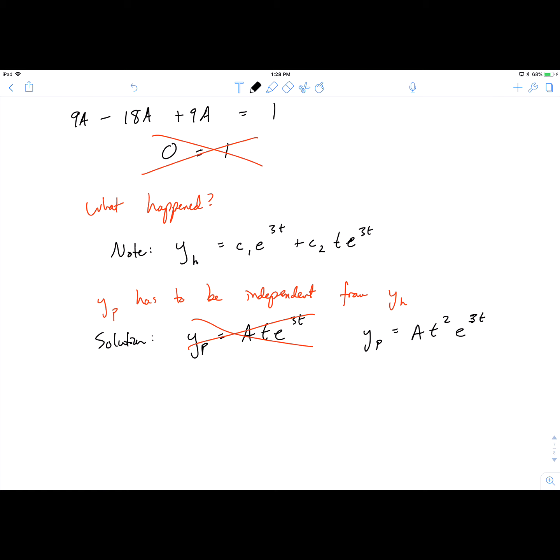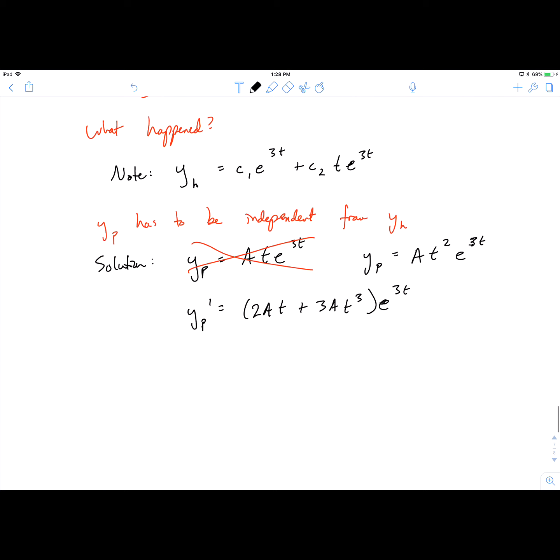So just to quickly round out the example, y prime using the product rule for the derivative would be 2at plus 3at squared times e to the 3t. And I won't bother going through that. You can pause the video and check that for yourself. But that's what you get when you use the product rule. And then the second derivative, if you do the product rule again, you should get 2a plus 12at plus 9at squared, times e to the 3t.